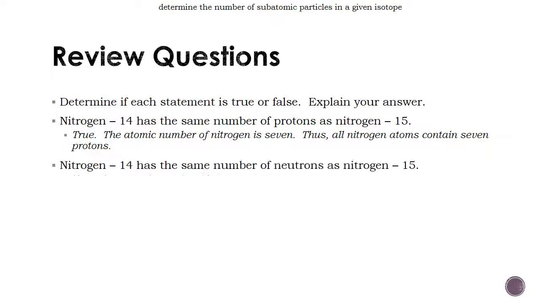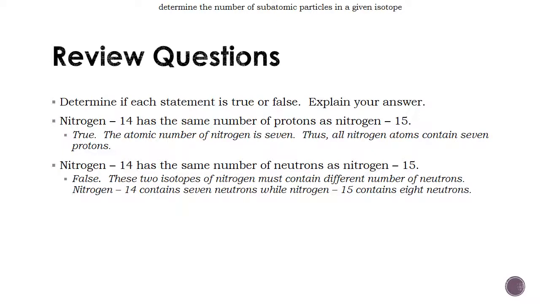Alright, next one. Nitrogen 14 has the same number of neutrons as nitrogen 15. That statement is false. These two isotopes of nitrogen must contain different numbers of neutrons because they have different mass numbers. This is what differentiates one isotope from another. So this nitrogen isotope with a mass number of 14 is going to contain 7 neutrons because 7 protons plus the 7 neutrons would give you 14. Nitrogen 15 would contain 8 neutrons because it has 7 protons because it's nitrogen, plus the 8 neutrons would give you 15.